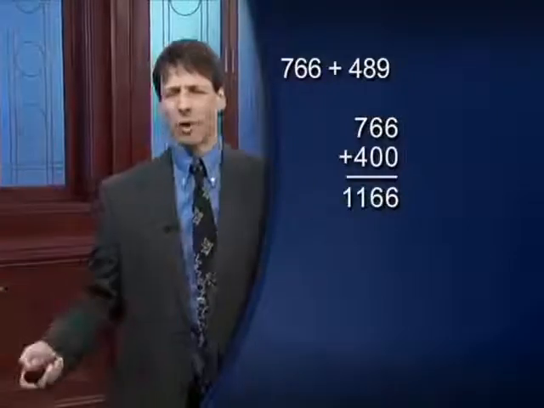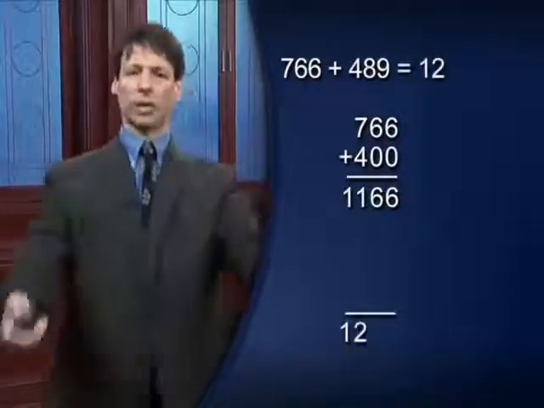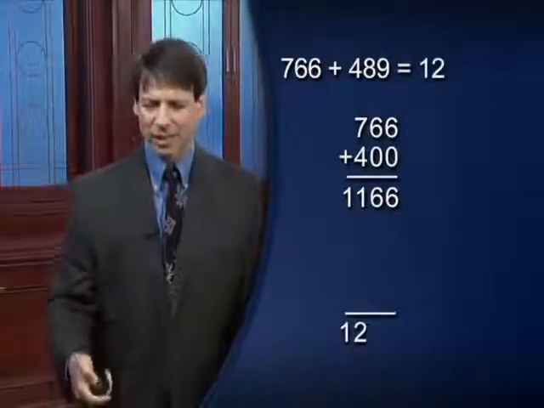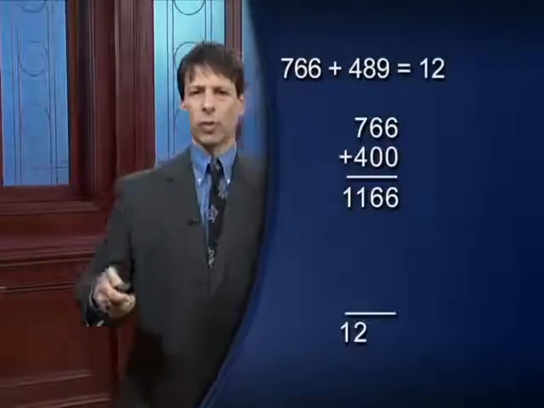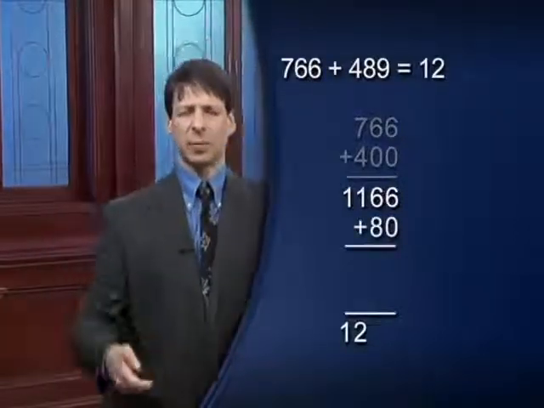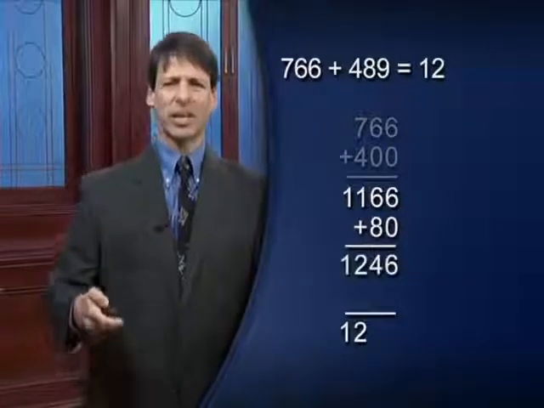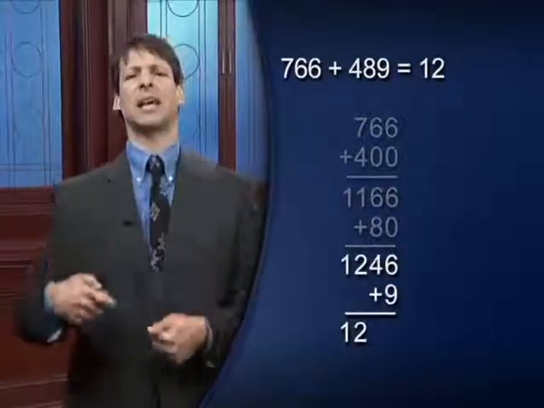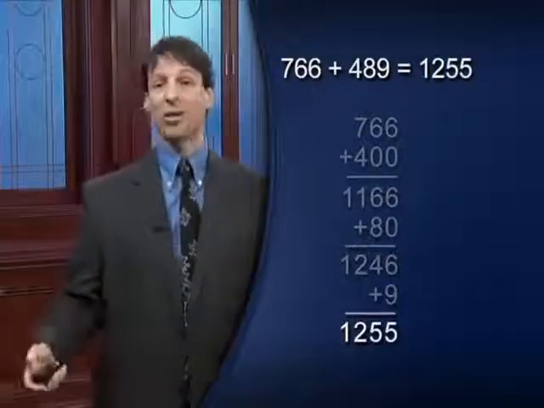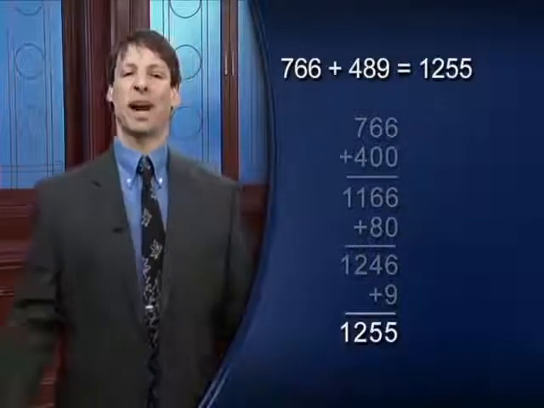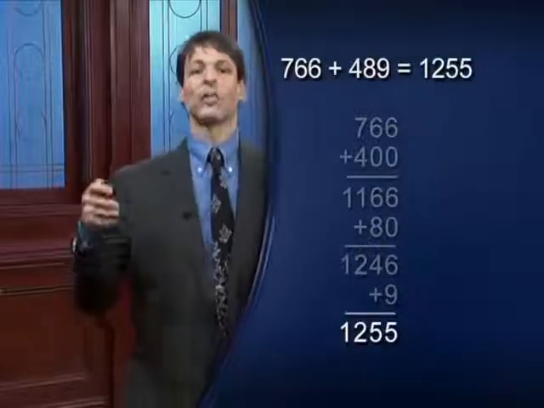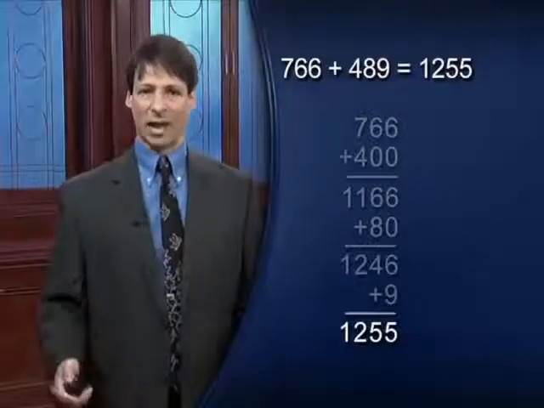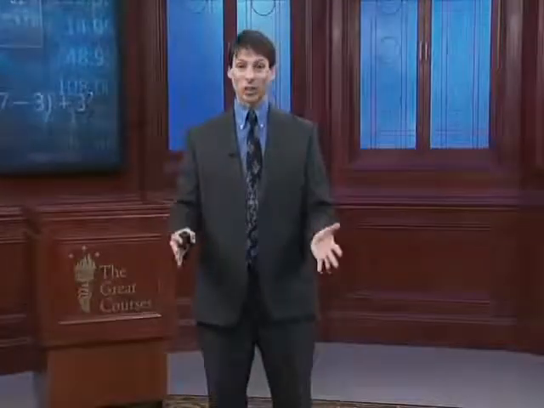Now I know enough about my answer to say 1200, and I'll focus on 66 plus 89. So first we'll add 80. 66 plus 80 is 146. Then I'll add the 9 to get 155. So I know the answer ends in 55, and there's the answer, 1255. Now that problem was probably hard for you because you need almost all of your memory just to hold on to the original problem.